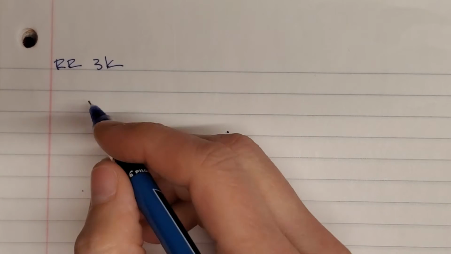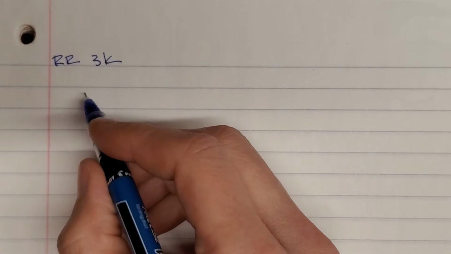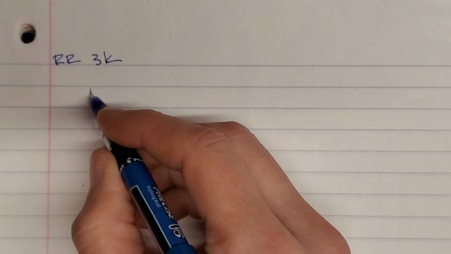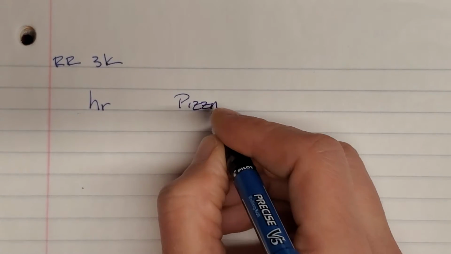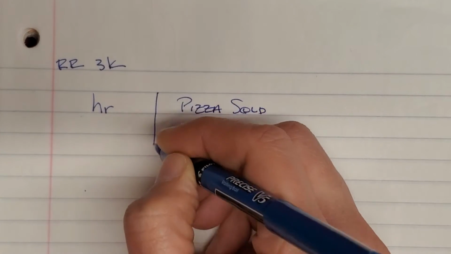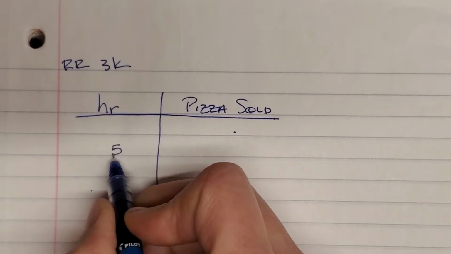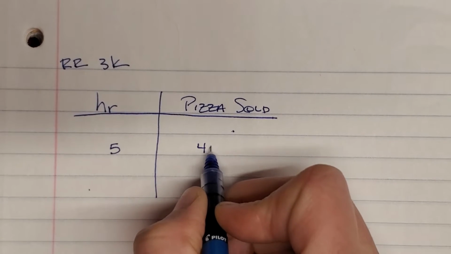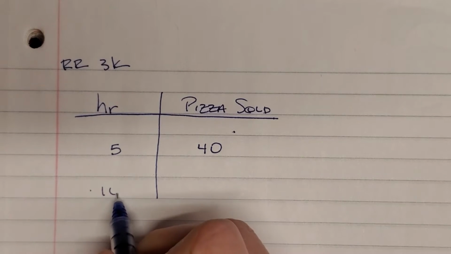Well, good morning. Let's try dealing with some ratio tables and see what we can come up with. Let's say there's a pizza shop down the street and they keep track of in hours how many pizzas are sold. Okay? And if I told you that in 5 hours they could sell 40 pizzas, question, how many pizzas will they sell in 10 hours?